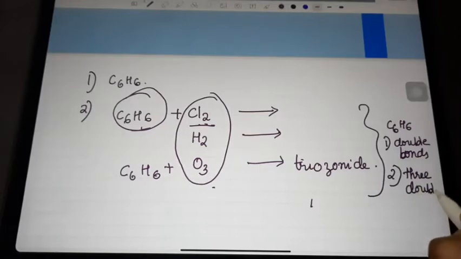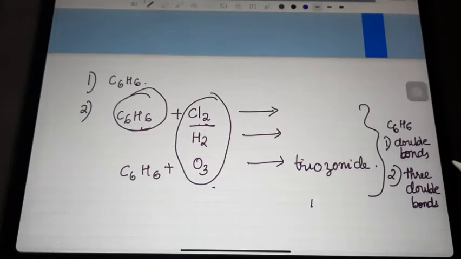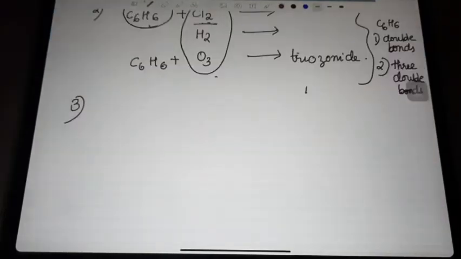Okay, then you understood now why it has double bonds? Because this benzene undergoes addition reactions. That's why we understood that there are double bonds, and 3 double bonds, because of this ozone reaction. Okay, so double bond, that is understood.